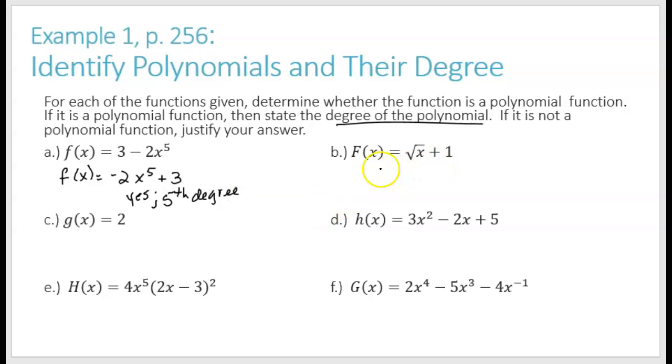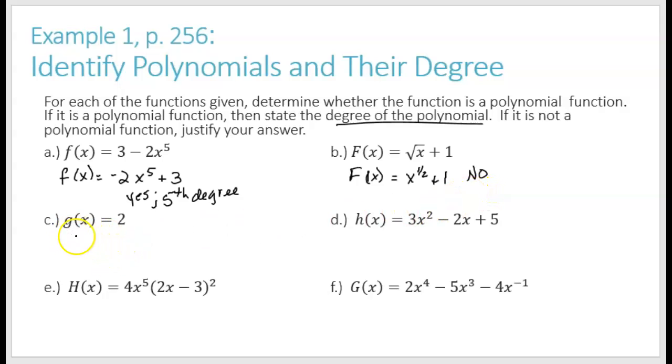Okay, now on this one, I don't know if you guys remember this. I'm thinking you probably did this in Algebra 2, but I'm not sure if you remember it or not. This would be the same thing as x to the 1/2 power when you have a radical over the variable. That radical is going to transform to a fractional or rational exponent. Okay, so because we have a fractional exponent, we are going to say no, this is not a function. And then we can't give the degree because it's not a function.